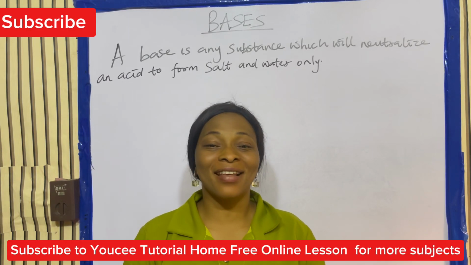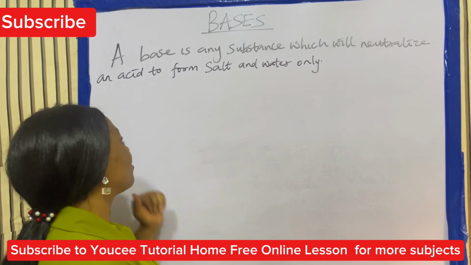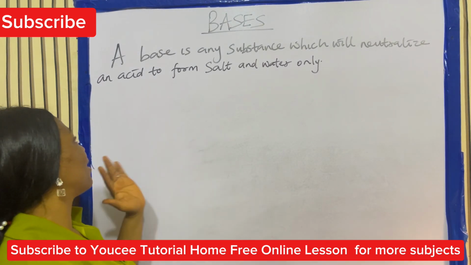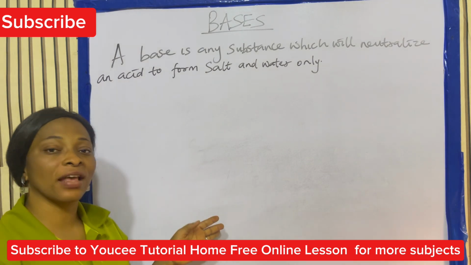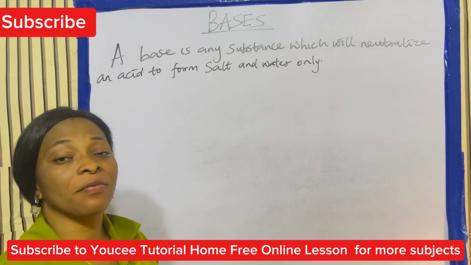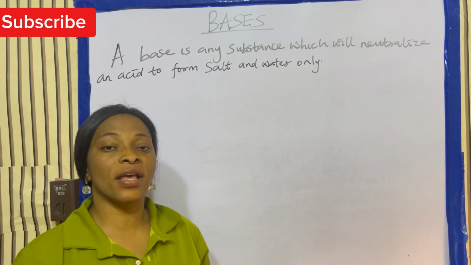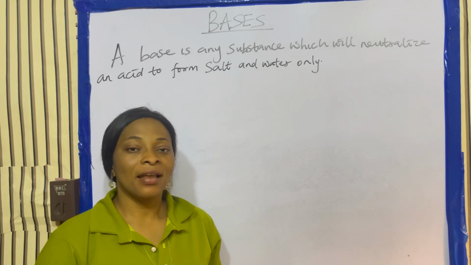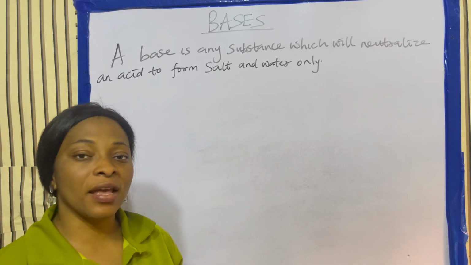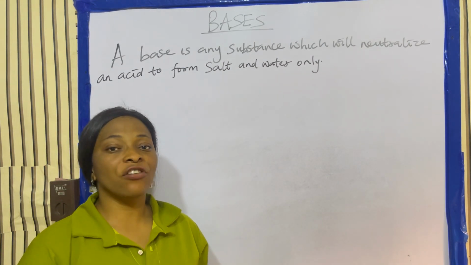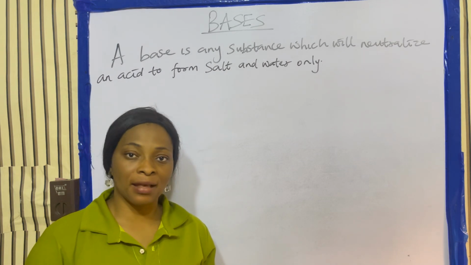Today we'll be discussing bases. Now, what is a base? A base is any substance which will neutralize an acid to form salt and water only. Any substance that is going to neutralize an acid to form salt and water only, we refer to it as a base. Now, examples of bases usually are oxides and hydroxides of metals.